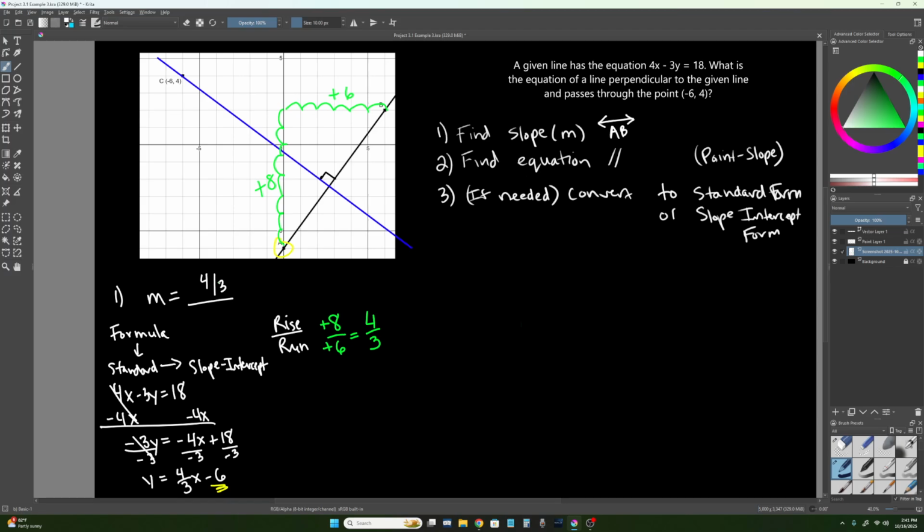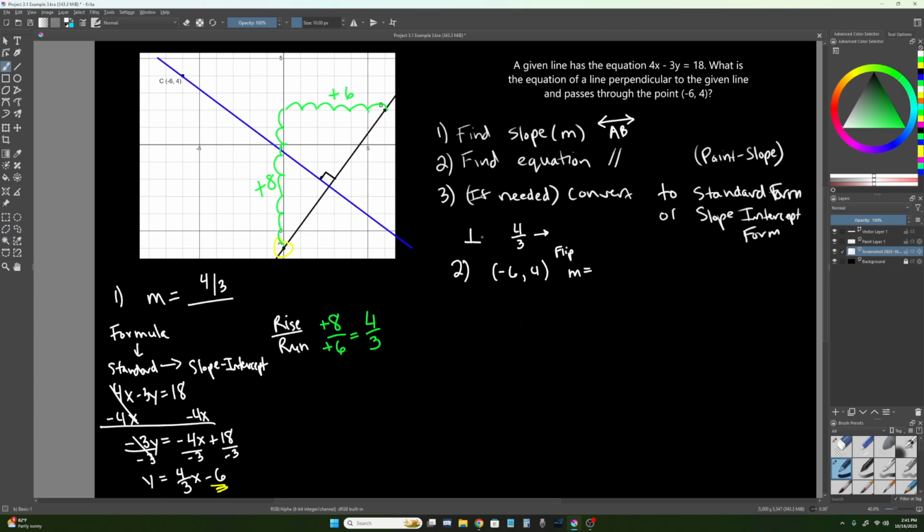So again, same thing, find the slope first. That's what you're going to be looking for. And now that I have the slope, I'm going to find my equation. That's going to be my part 2. Just like the other ones, I'm going to use point-slope form. I have a point, so my point is negative 6, 4. And then I have a slope, which is going to be perpendicular to 4/3. Well, remember, if I want it perpendicular, I've got to flip it.